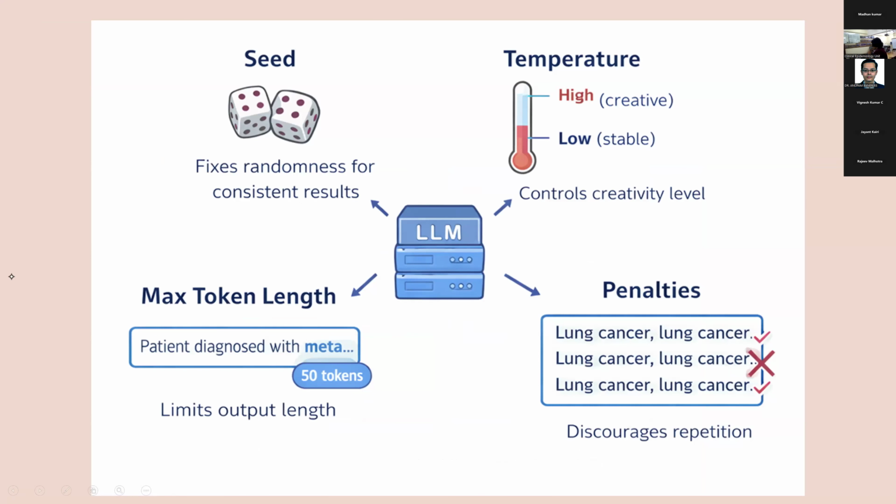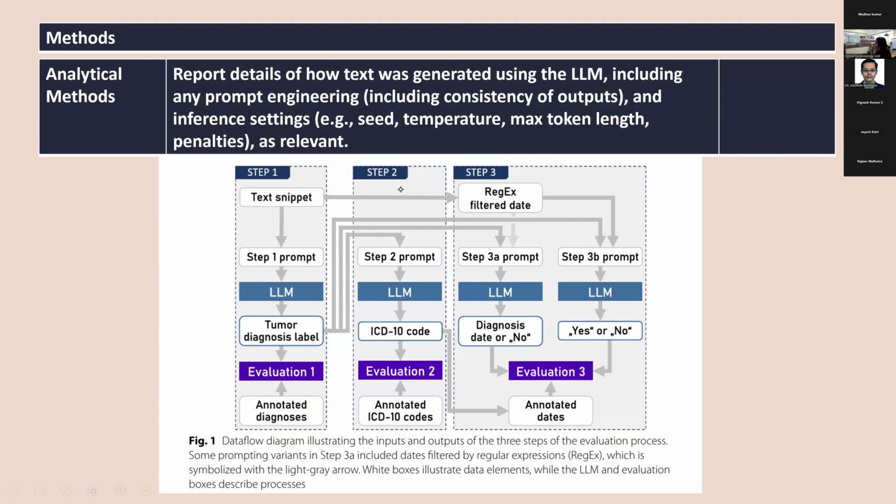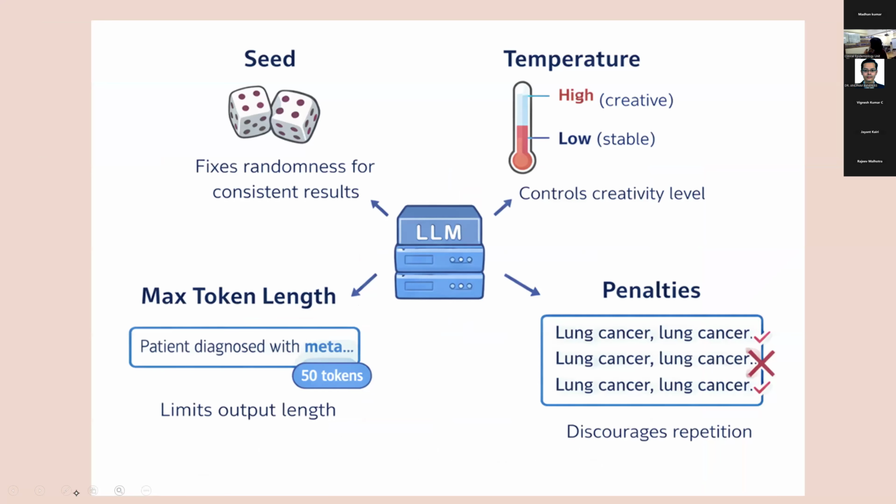Okay, so this is prompt engineering, and the next one is inference settings. Inference settings are the settings that are given to the LLM. So there are four things: temperature, seed, maximum token length, and penalty. Temperature is the one which controls the creativity level. So there is low temperature and high temperature.